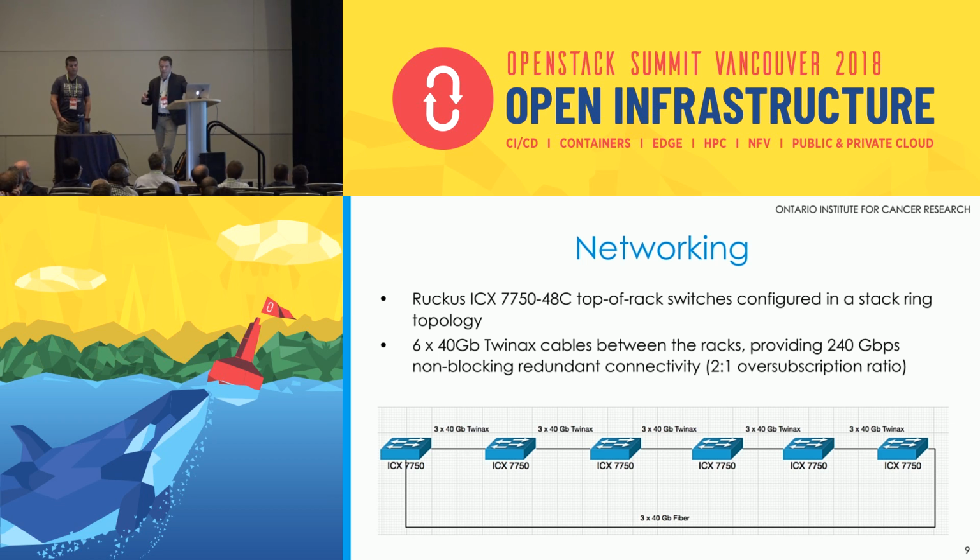And we close the loop with fiber because the distance is too far, so the twin-ax cables do not allow for more than 10 meters. So we close the loop between rack 1 and 6 with fiber, but everything else is twin-ax cables, which are very inexpensive compared with fiber. And we also have an oversubscription ratio of 2 to 1. So we have 480 gigs going to the servers in the rack and 240 gigs going outside of the rack.